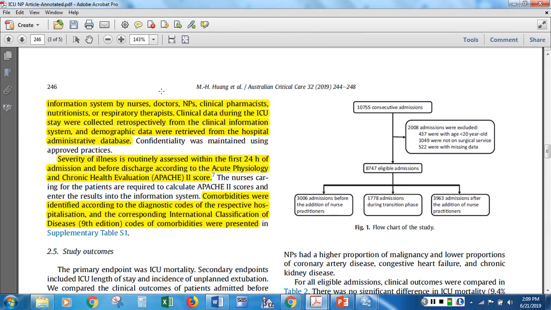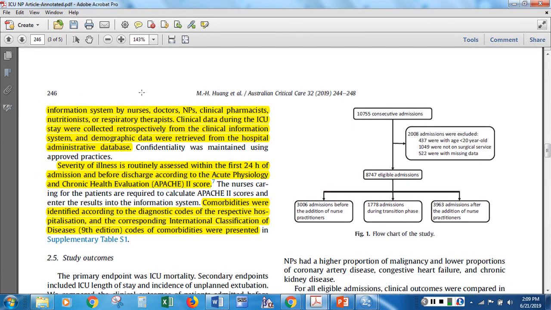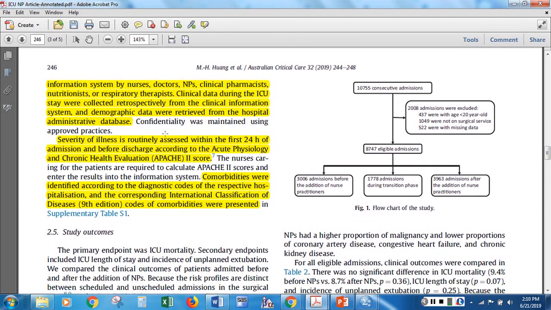So there's always a potential of human error in terms of entering the results here, or maybe in lack of entry of information. So you can always point that as a potential weakness, because we all know the nature of administrative databases. Also, in looking at the next point highlighted, severity of illness is routinely assessed within the first 24 hours of admission and before discharge during the acute physiology and chronic health evaluation score, aka the Apache score.